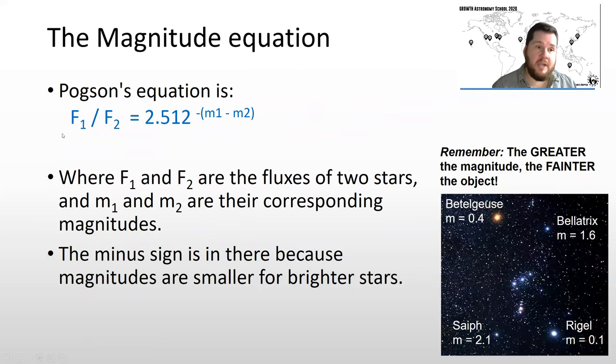So this is Pogson's equation. We have fluxes here with our flux ratio, two stars, with fluxes F1 and F2. The ratio of those, F1 over F2, will be equal to 2.512 to the power minus (M1 minus M2), where M1 and M2 are the magnitudes of those two stars. The minus sign is in here because magnitudes are smaller for brighter stars. Remember, Hipparchus defined the first magnitude stars to be the brightest stars. So this is the first sort of gotcha in this whole setup. The smaller the number, the brighter the star.